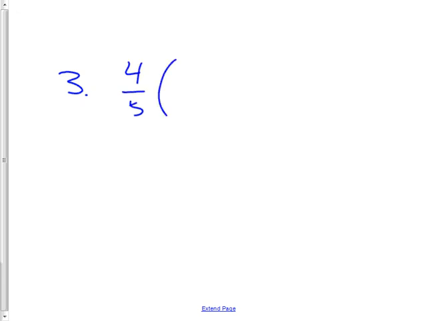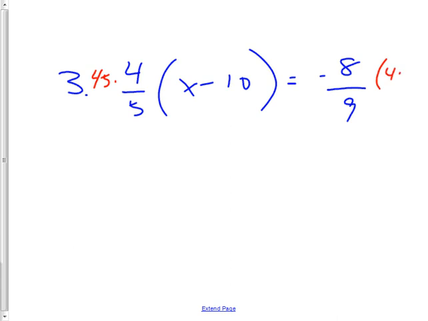(4/5) times x minus 10 equals negative 8/9. Again, you use the 9 times the 5 as a 45, and I multiply by 45 on here and on here. And then my 45, 5 goes in here once, 5 goes in here 9 times. 9 times 4 is 36.